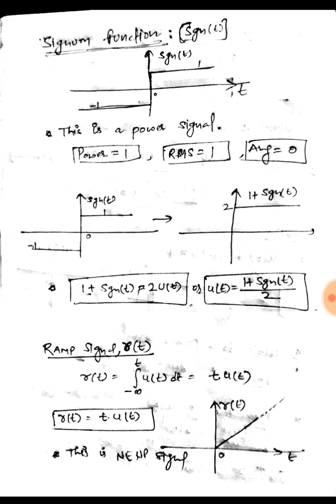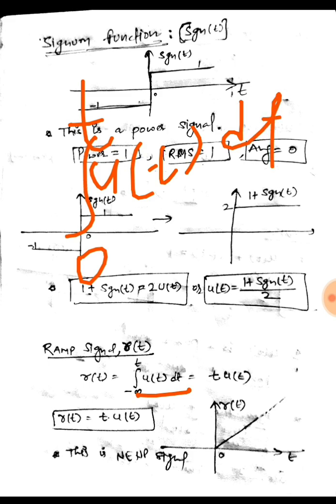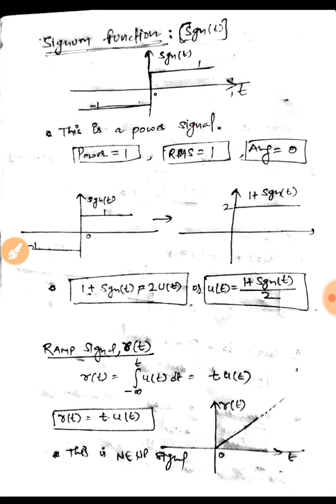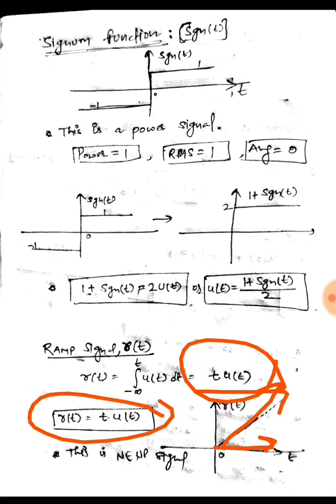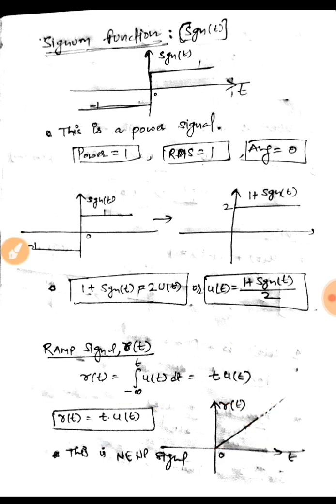Now next is the ramp signal. The ramp signal can be calculated using the integral of the unit step signal from minus infinity to t. Since it is defined for 0 to t, it becomes the integral of u(t) from 0 to t dt, which comes out to be t times u(t). So u(t) means the signal t u(t) is defined for t greater than 0, that is this part only. This is our ramp signal r(t) equal to t u(t). This is again neither an energy nor a power signal.